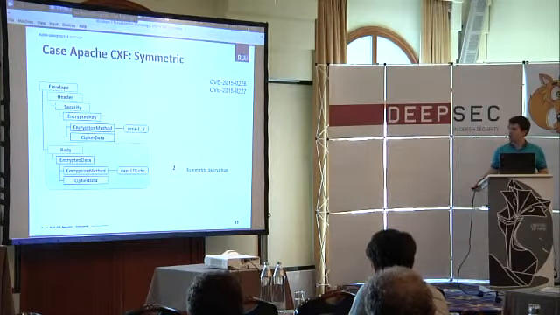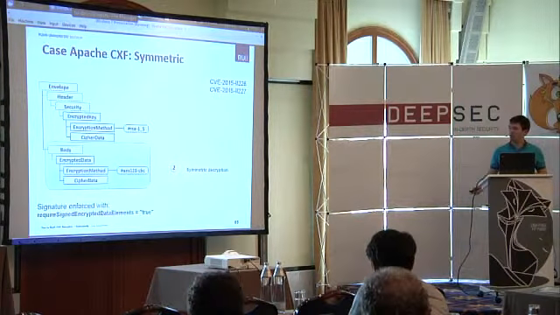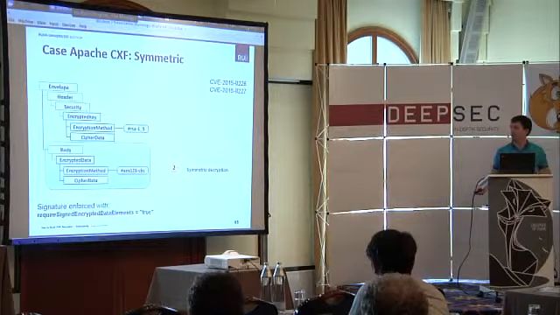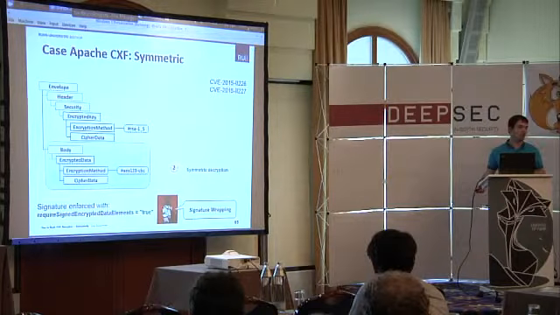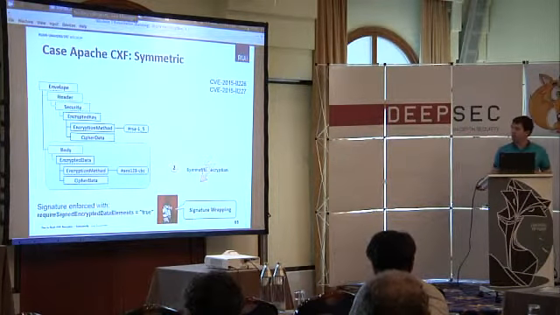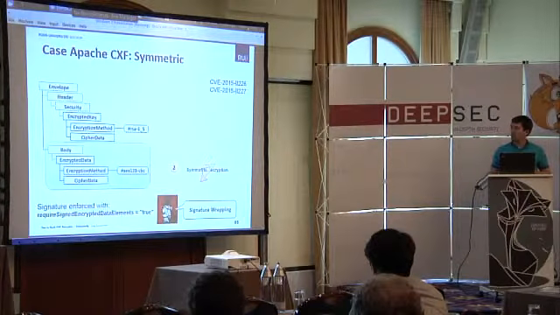So first, there was a signature protection which you could enforce using a specific parameter, requireSignedEncryptedElements, set to true. This enforced that the data was verified every time. The signature was always verified over the encrypted data before it was decrypted. But what we could do, we could apply a signature wrapping attack to this. So this was the first bug in Apache CXF. This was how we could apply the attacks on the cipher block chaining mode of operation.